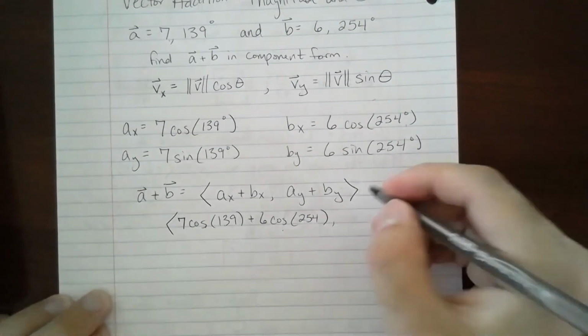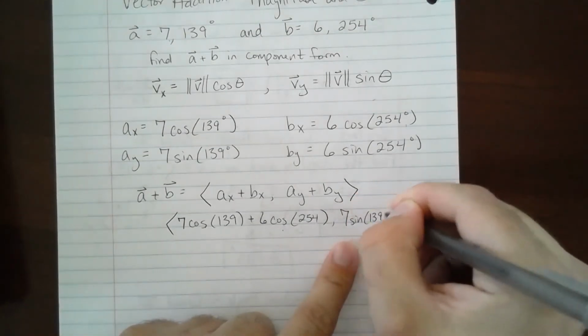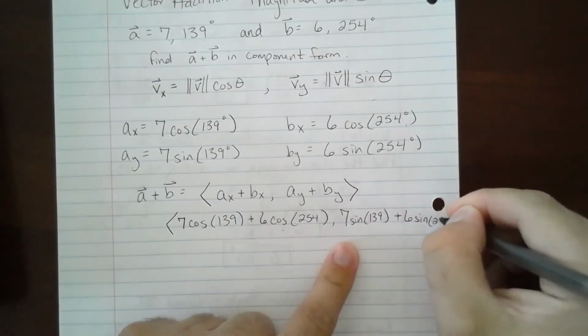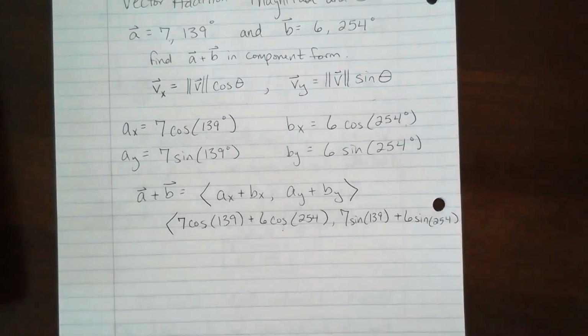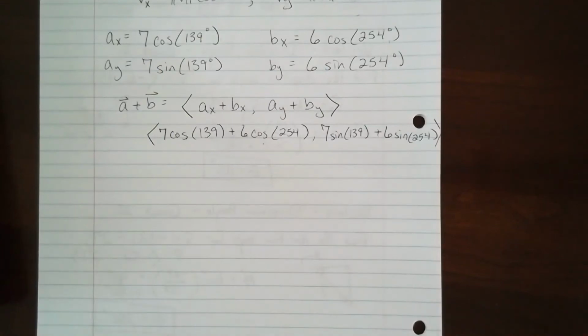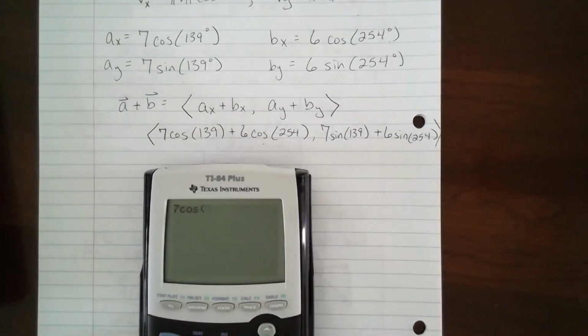And I'm probably not going to have enough space here. I'll try to write this down. Maybe I'll write just a little smaller here. Oh dear. That hole in the page really got me there. So this vector can easily be found to the most accurate degree here by just plugging it in like this. So let's take a look. We have 7 cosine of 139. We have 6 cosine of 254. And we're just going to add those up.